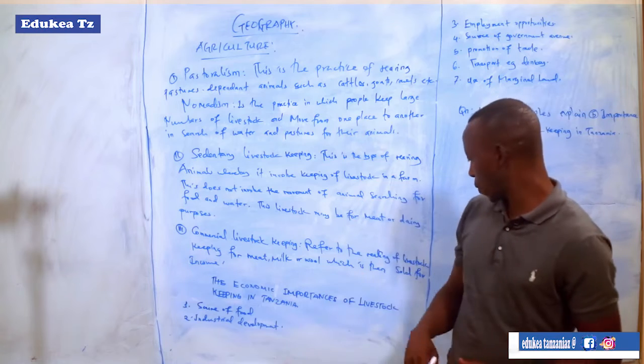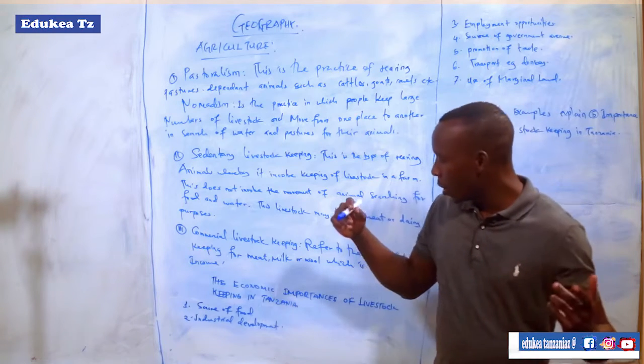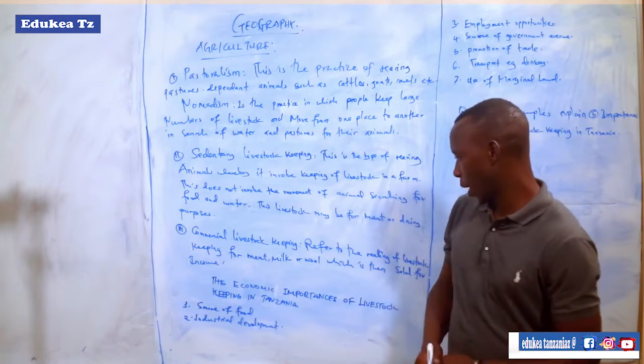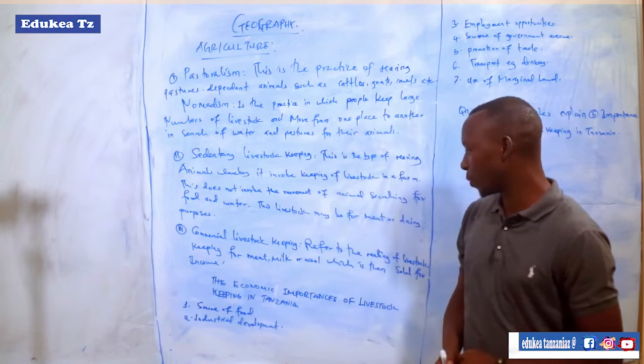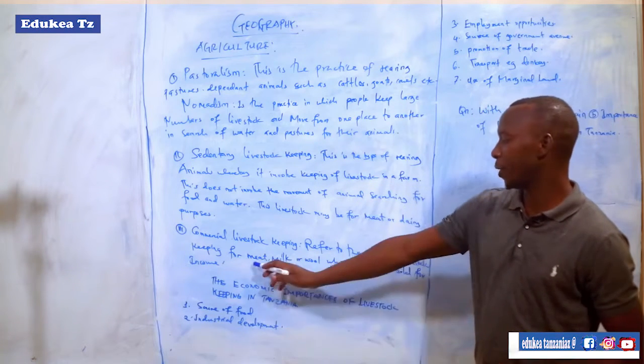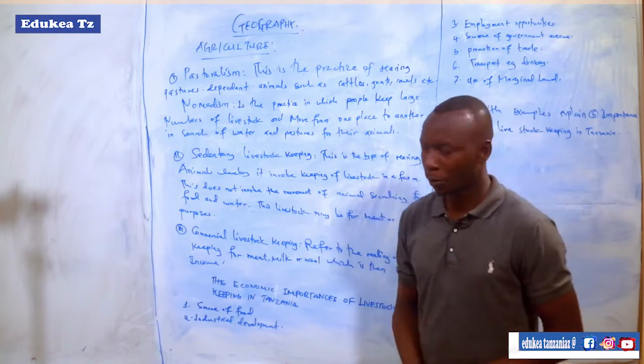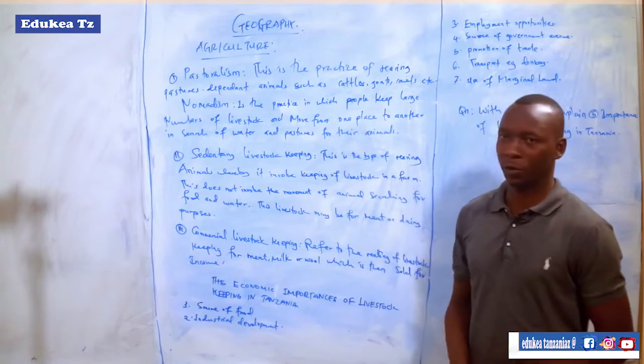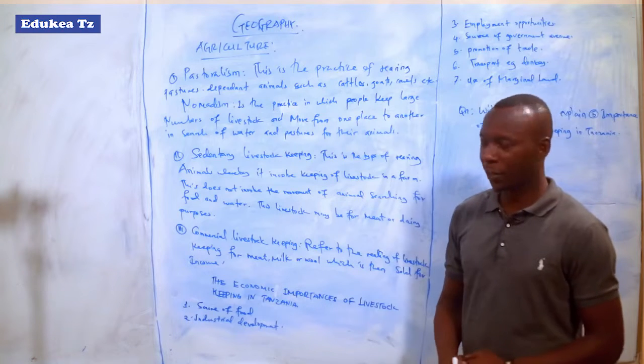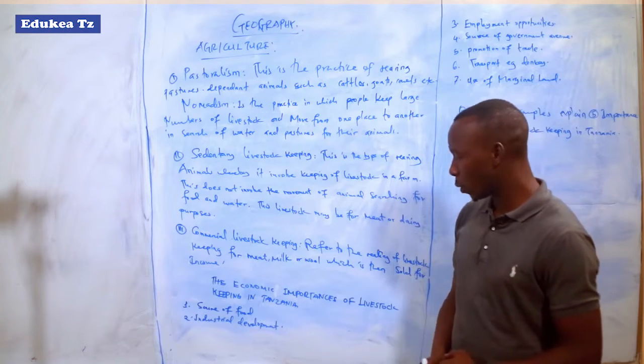This type of livestock keeping involves animals like camels, goats, donkeys, cows, and other animals, but mostly they are used for meat, milk, or wool. Wool is used for industrial purposes as a raw material to produce textiles or clothes.